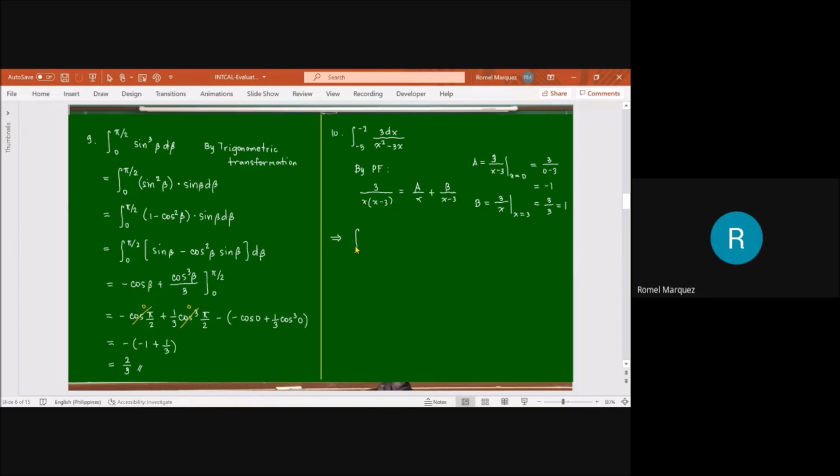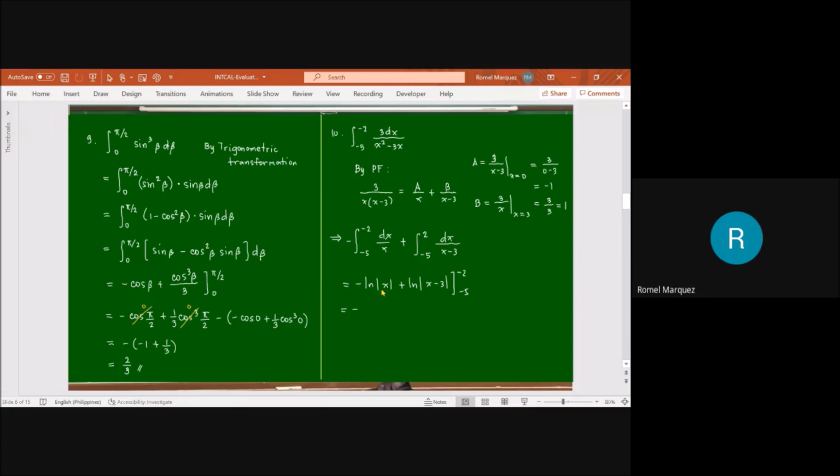Integral of negative, so from -5 to -2, dx over x. Plus, you have another definite integral from -5 to -2 of 1 dx over x minus 3. Okay, guys? Yan. So we have negative ln of absolute value of x, no? Plus ln of absolute value of x minus 3, evaluated from -5 to -2.